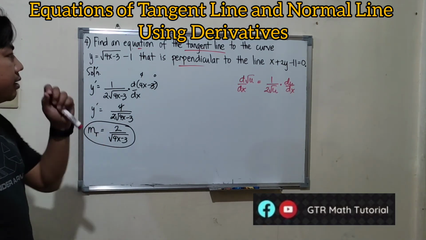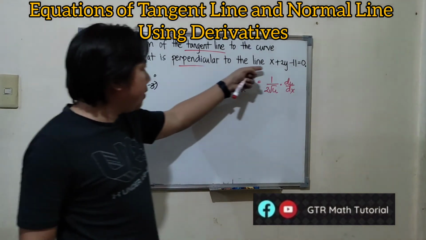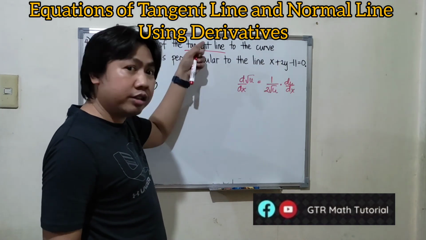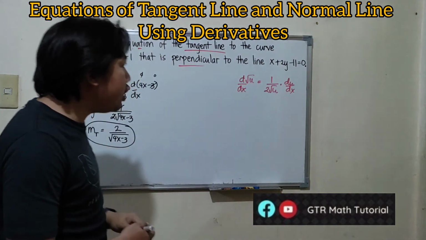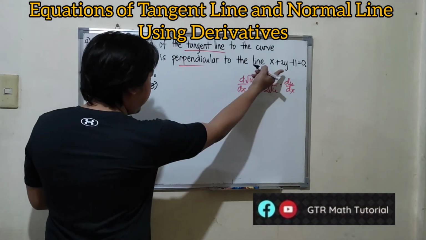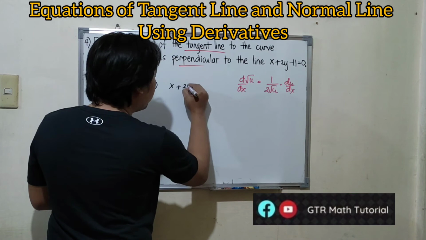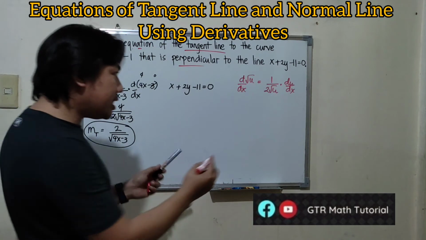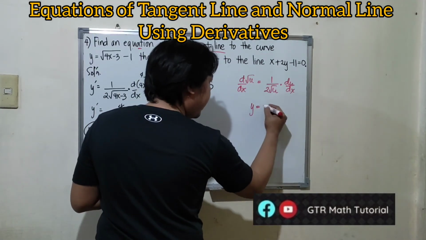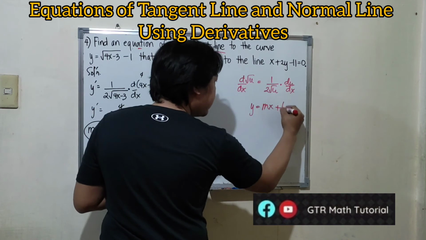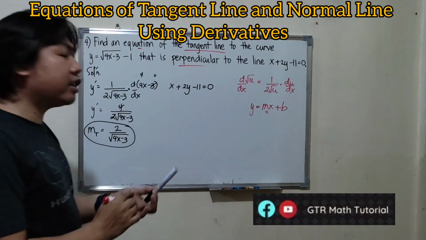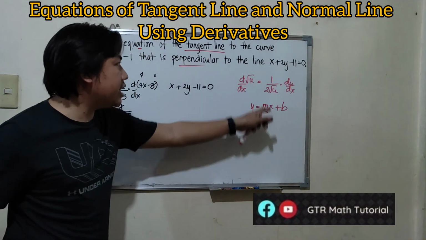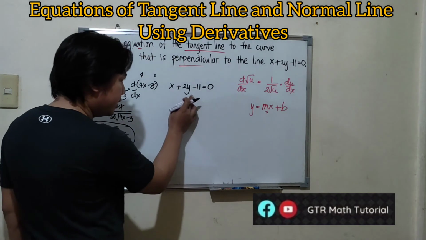So now we can get another slope since we have the equation of the other line that is perpendicular to the tangent line, x plus 2y minus 11 equals 0. So let's find the slope of this line. The slope form of a line is y equals mx plus b. Okay, so the coefficient of x is the slope. So just solve for y to get the slope of this line.